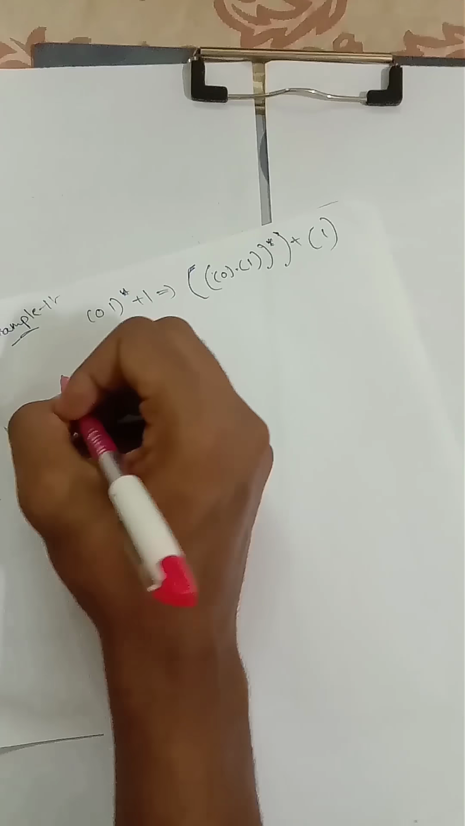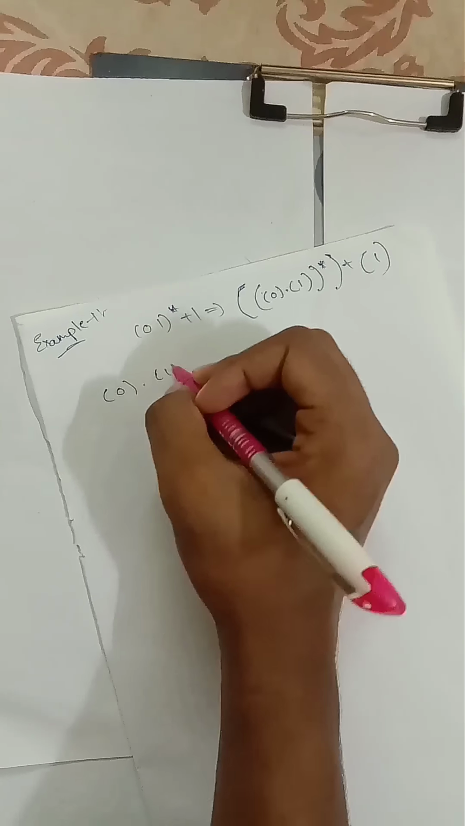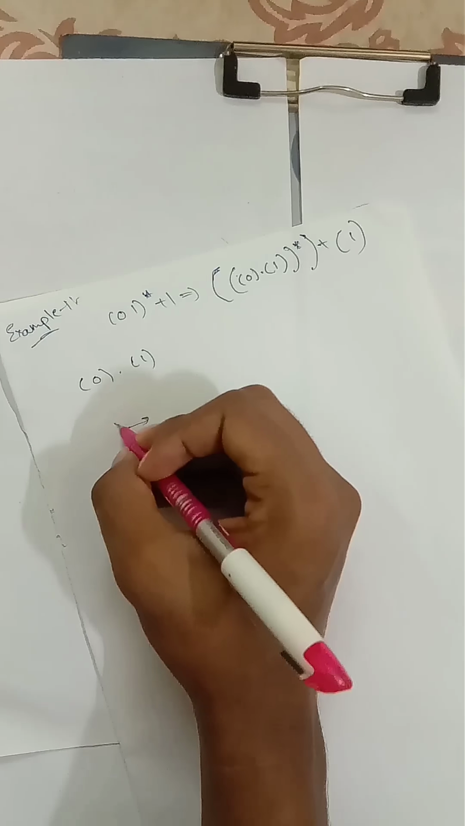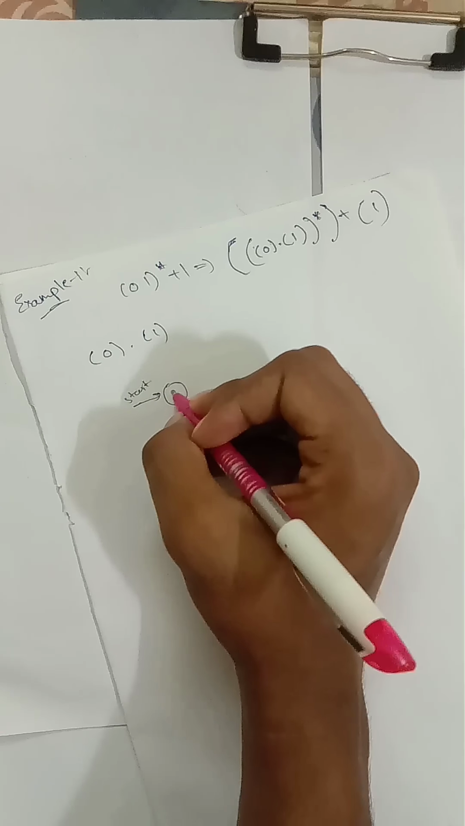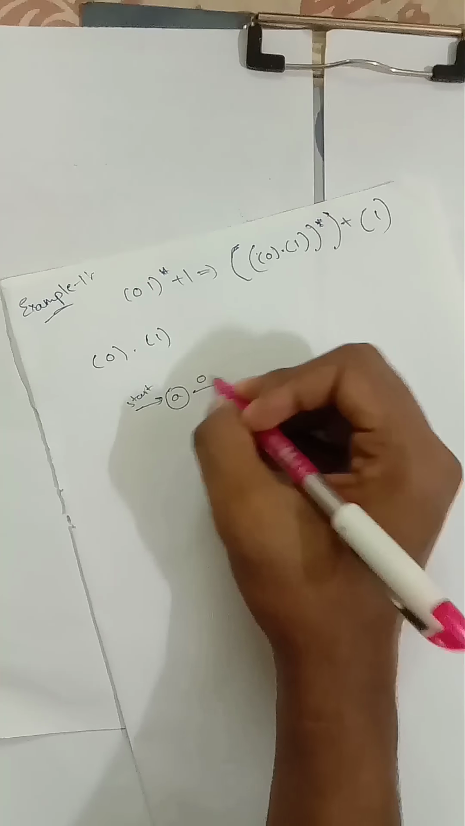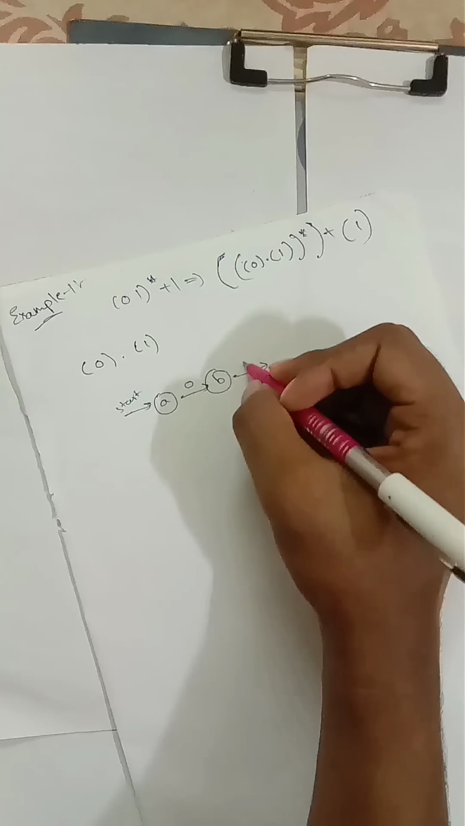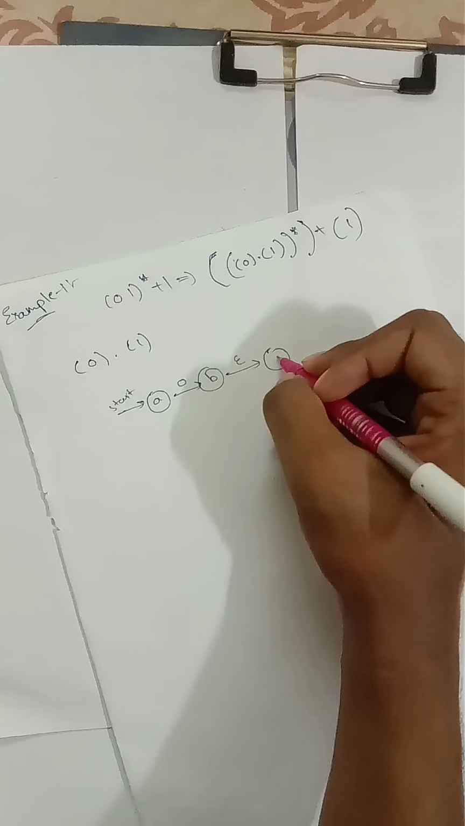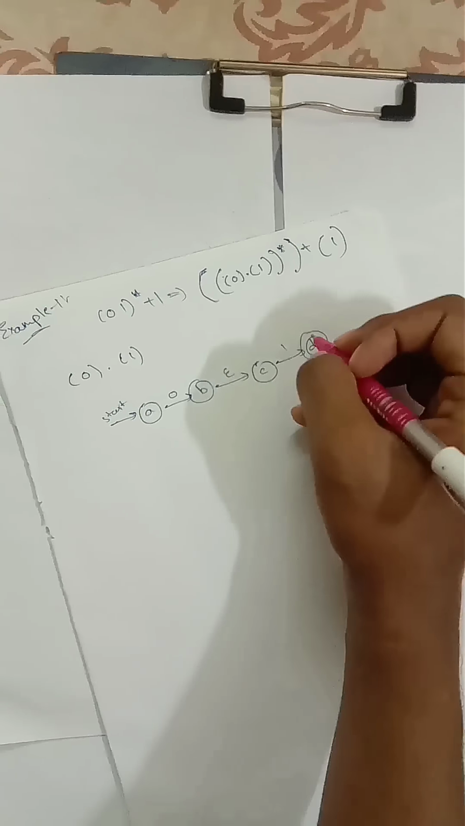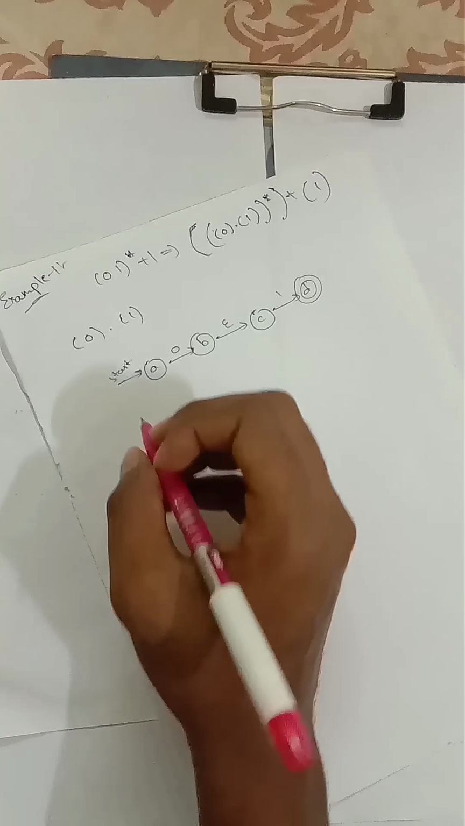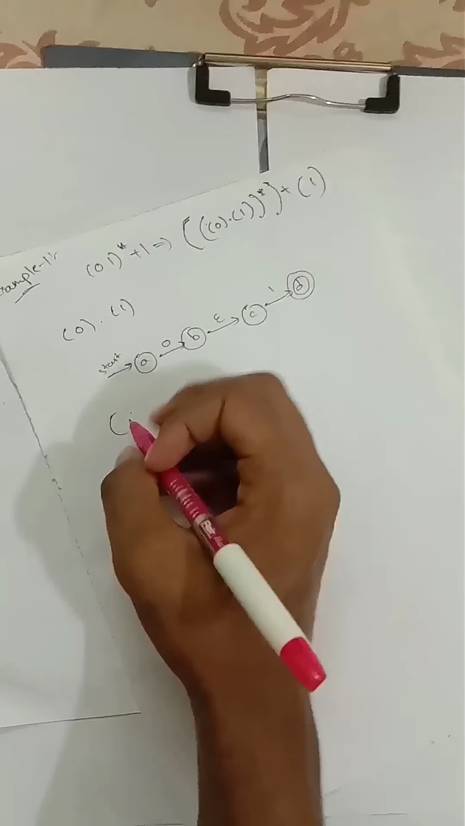First take concatenation in between symbols 0, 1. Start. Take A as a starting state and then draw the automata for 0.1. Take D as a final state. Now apply star operation for this expression.